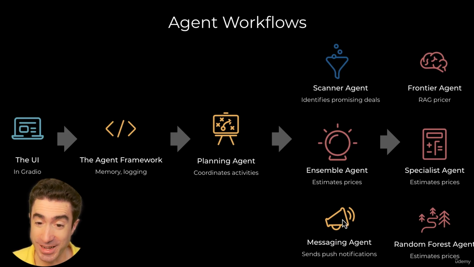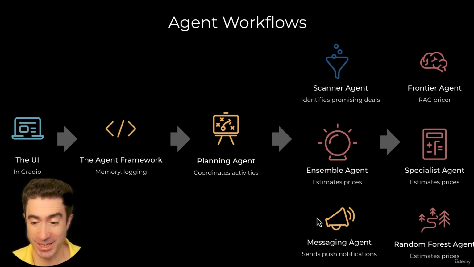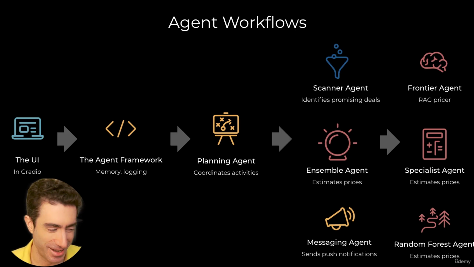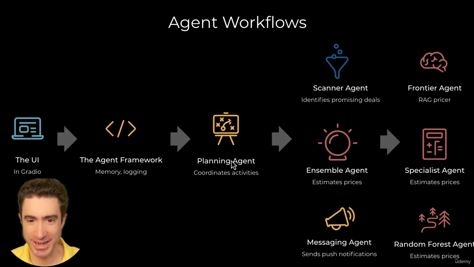And what we're going to look at today are these boxes in yellow that bring it all together. We're going to look at a messaging agent, a very simple thing that's going to send push notifications to the phone, which is going to be delightful. A planning agent, which is able to coordinate activities. And it's not going to be an LLM. It's going to be a simple Python script, but it easily could be an LLM.